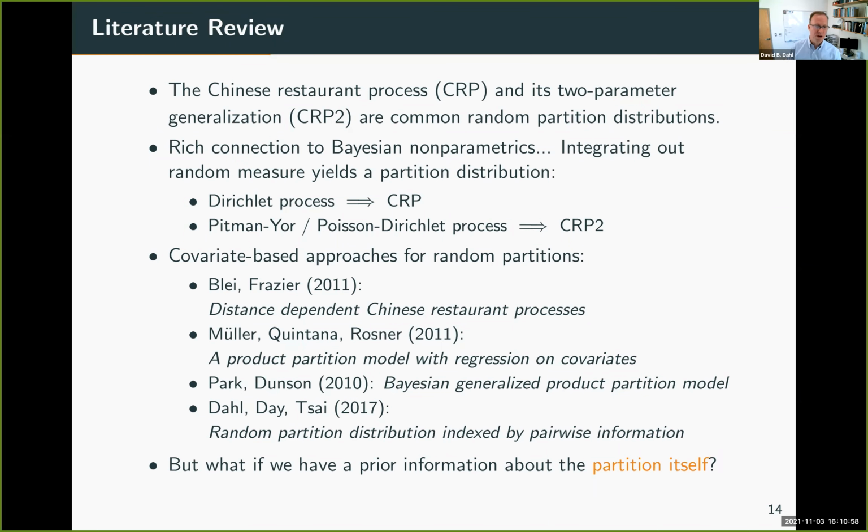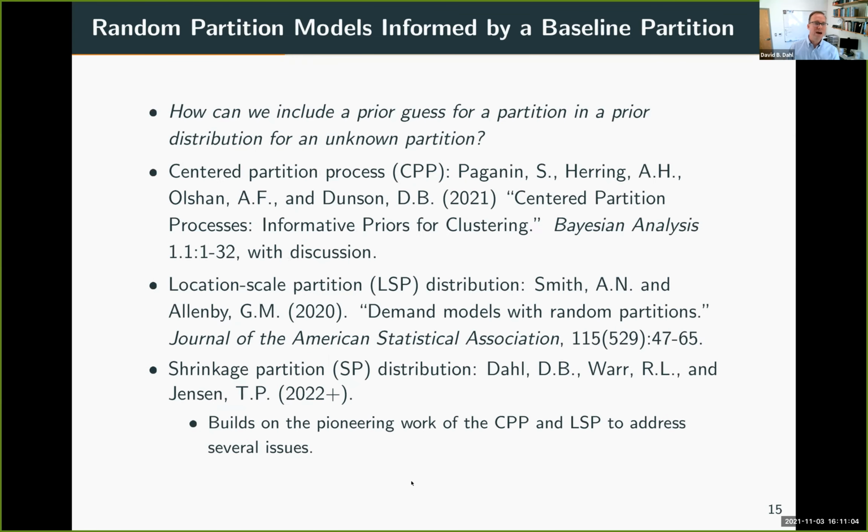But today we're talking about something different. We're talking about what if we had prior information about the partition itself? That is, how can we include a prior guess of a partition for a partition distribution for an unknown partition? That is, we want a random partition distribution that's influenced by, not covariates, but by a prior guess itself. Now, there are two pioneering works in this area.